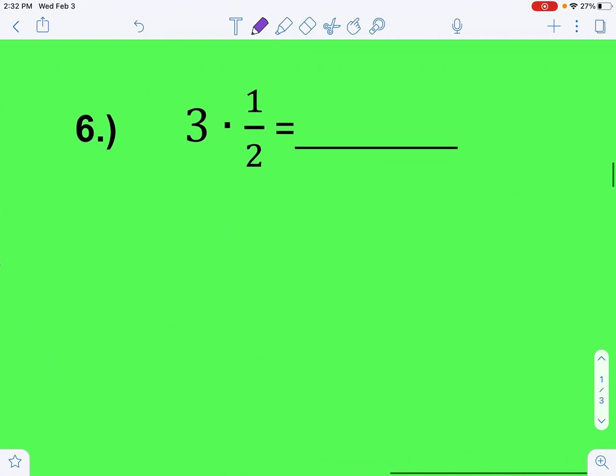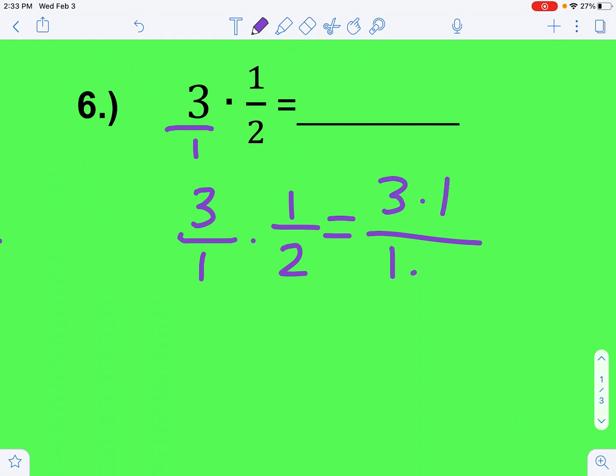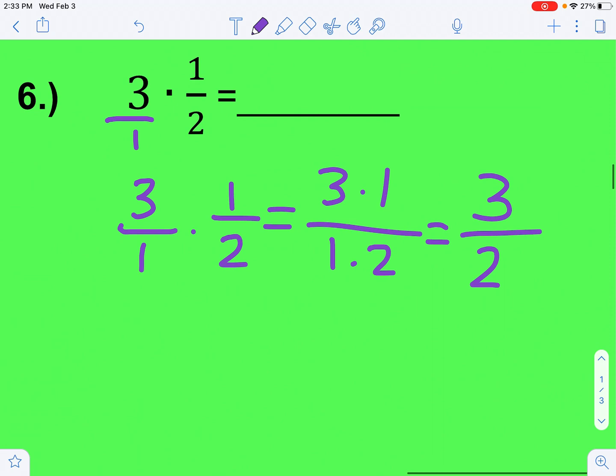Alright, and our last example of these ones, we're taking 3 times 1/2. Again, to make 3 a fraction, you just put it over 1. So we're really taking 3 over 1 times 1 over 2. And then our numerator is 3 times 1 all over 1 times 2. Alright, 3 times 1 is 3. 1 times 2 is 2. And we can simplify that because 2 fits inside 3 one time, and we get 1 left over. So 1 and 1/2.